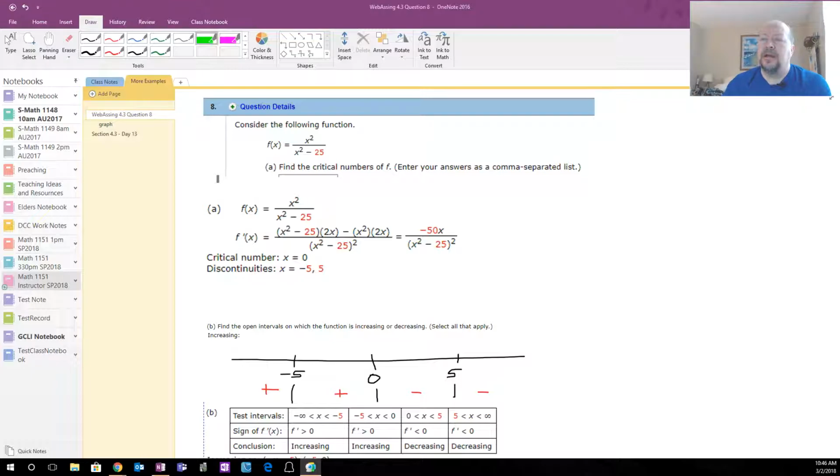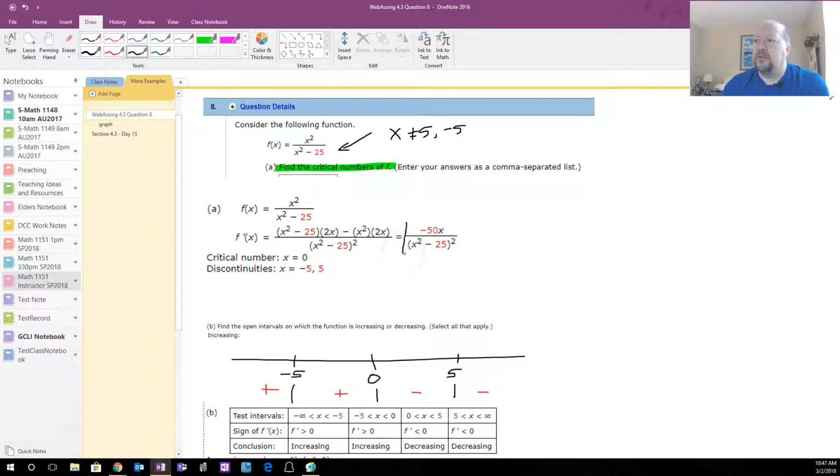So anyway, when we're finding critical numbers, here's a function x squared over x squared minus 5. When we're finding the critical numbers here, these critical numbers have to be within the domain of the original function. As you can see, there's a domain restriction here where x cannot be equal to 5 or negative 5. So when we're finding critical numbers, which is the first part of the problem, we take our derivative, f prime.